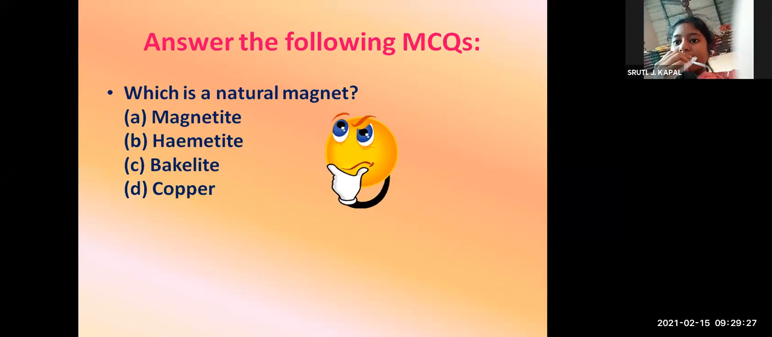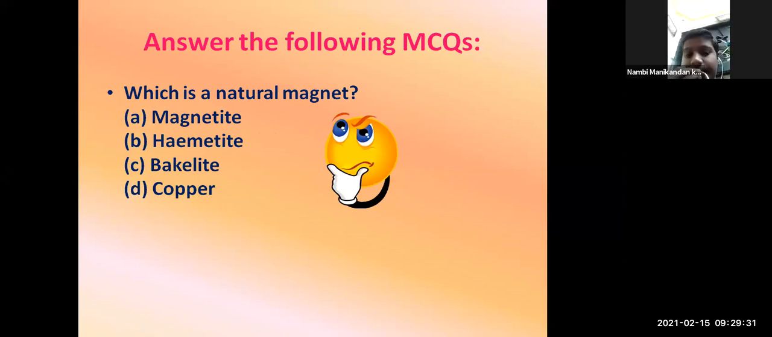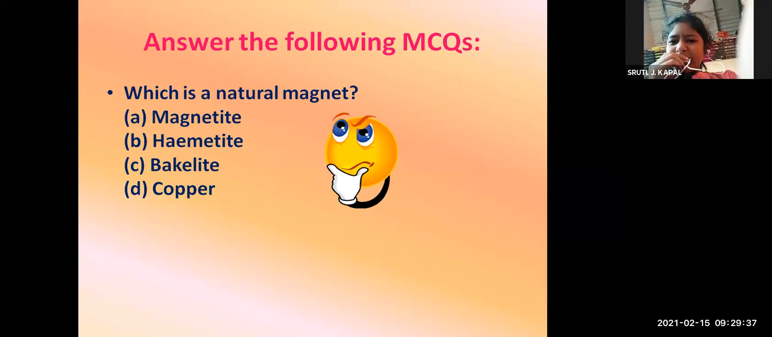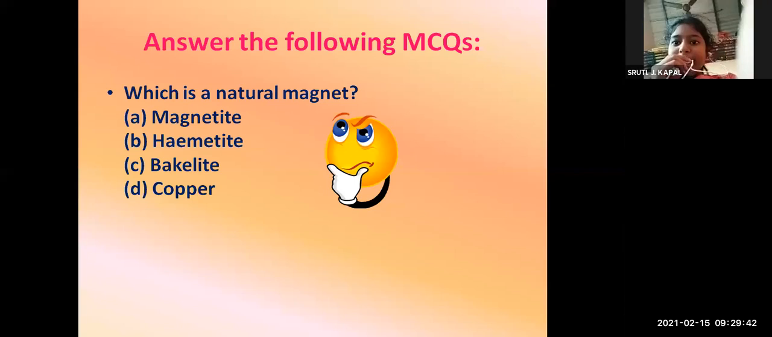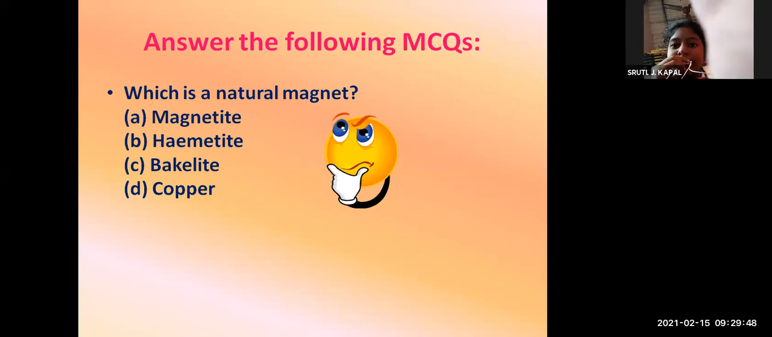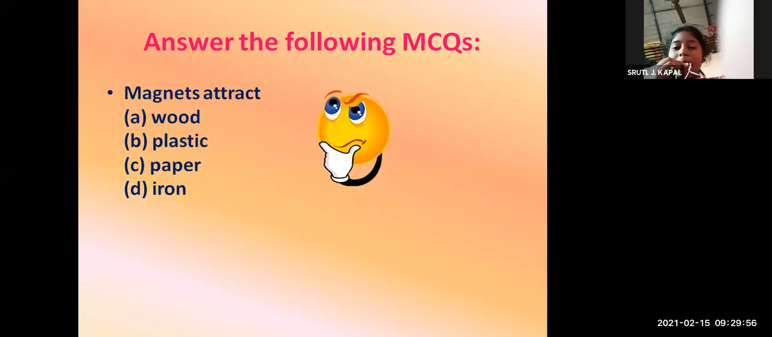Next question. Read this. Which is a natural magnet? Read the options. Magnetite, hematite, Bakelite, copper. Yes. Magnetite. Very good. The correct option is magnetite. Very good, very good. You all understood. That means you all understood today's session, right?